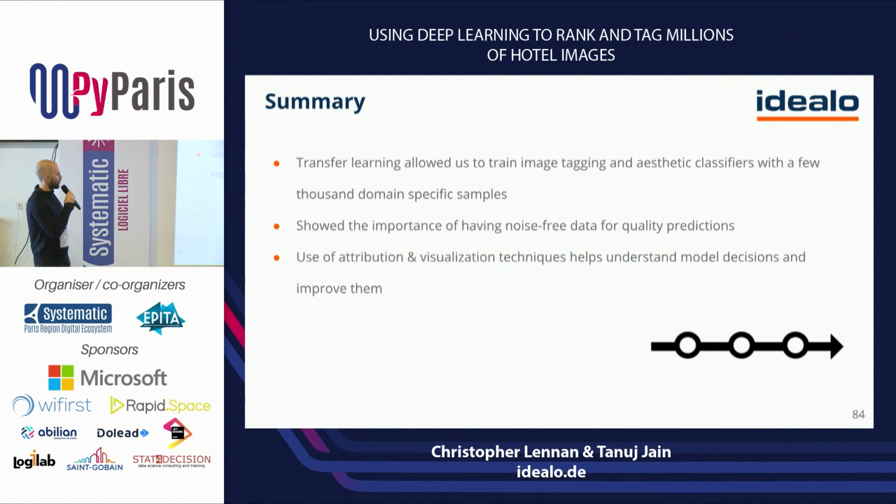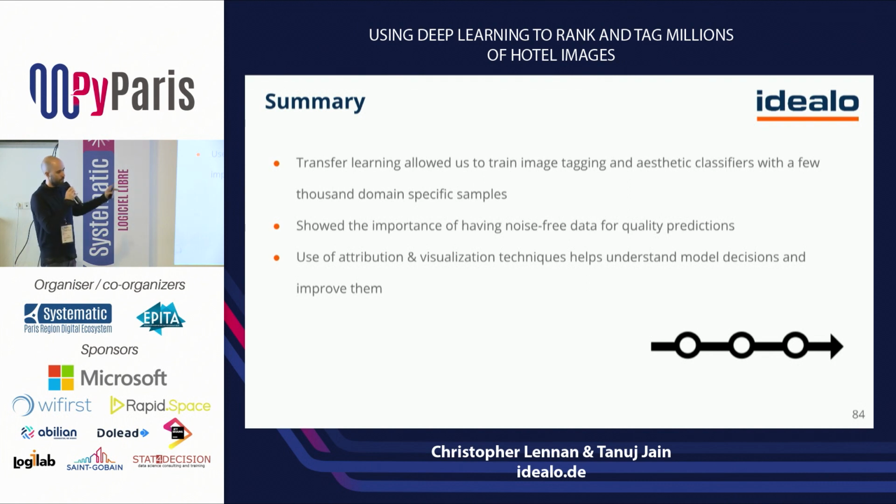To summarize, transfer learning was sort of like a framework that we could use for tagging and aesthetic classification, and worked really well in our use cases. It's super important to have domain-specific data and to have clean data, garbage in, garbage out principle.